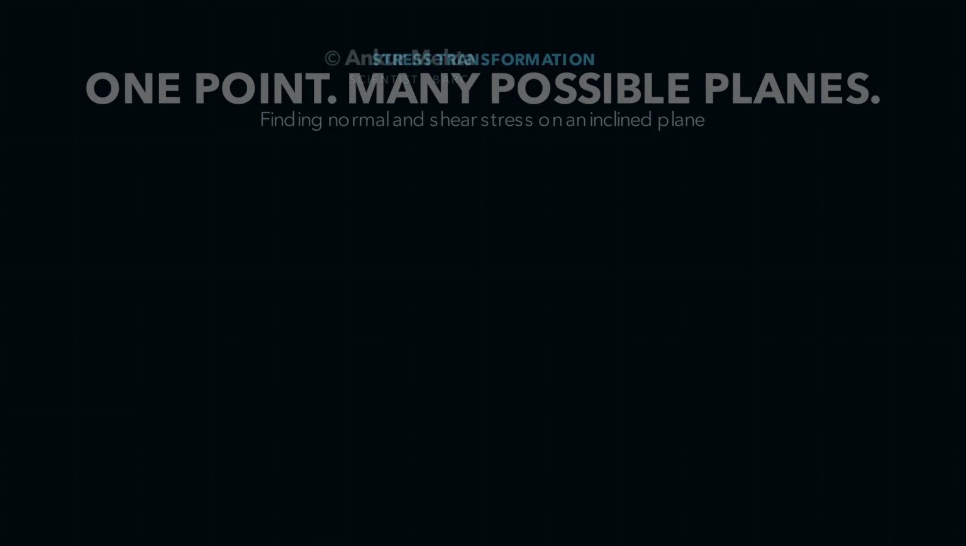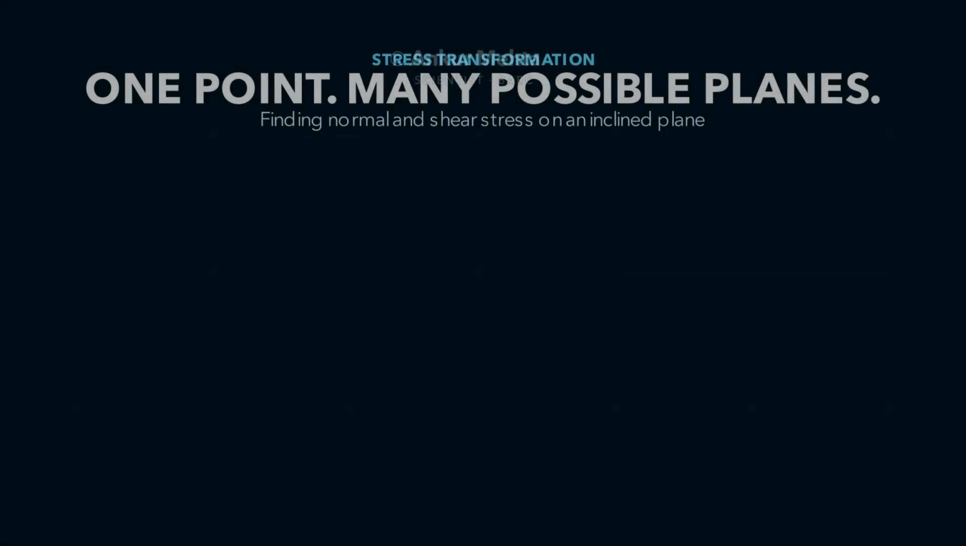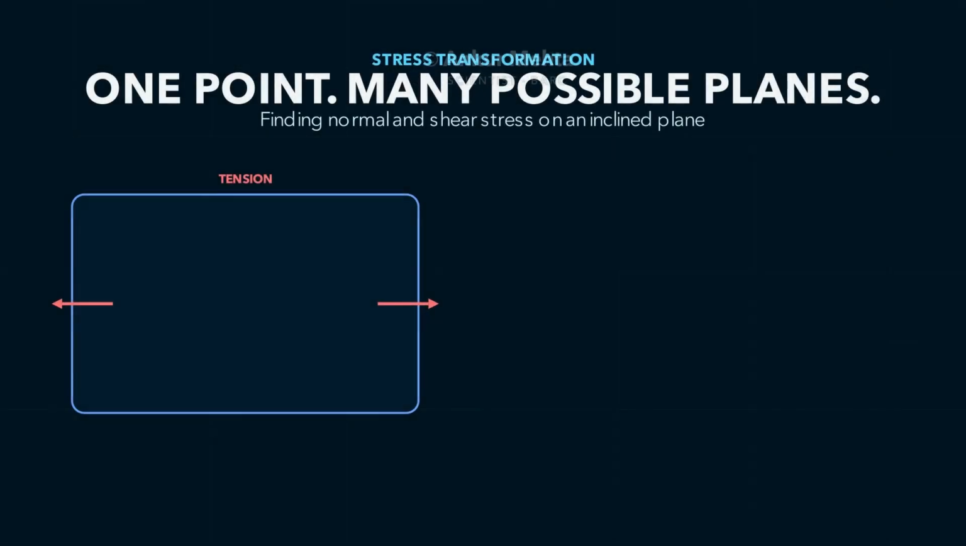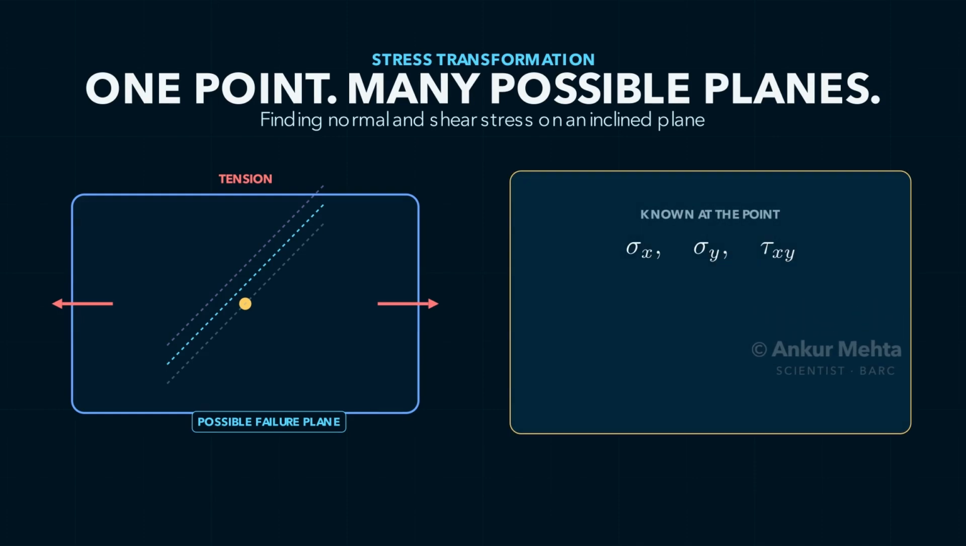A structural component may be perfectly balanced under its external loads and still fail along an internal plane. At one point inside the material, the stresses on the horizontal and vertical faces may be known, but a crack, a weld, or a potential slip plane can be inclined at any angle. The normal and shear stresses acting on that plane will generally be different.